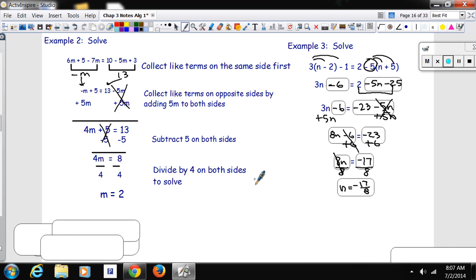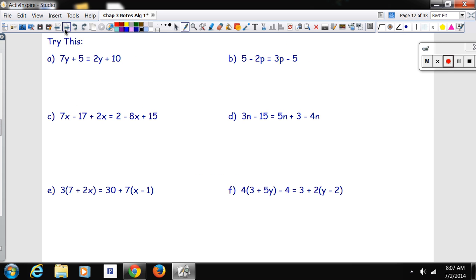Okay, so example 3. So now there's some for you to try. I'll leave it a second so you can finish that one. Okay, so on the bottom left corner, you've got 6 of them. Try those 6. I'll give you 5-10 minutes.